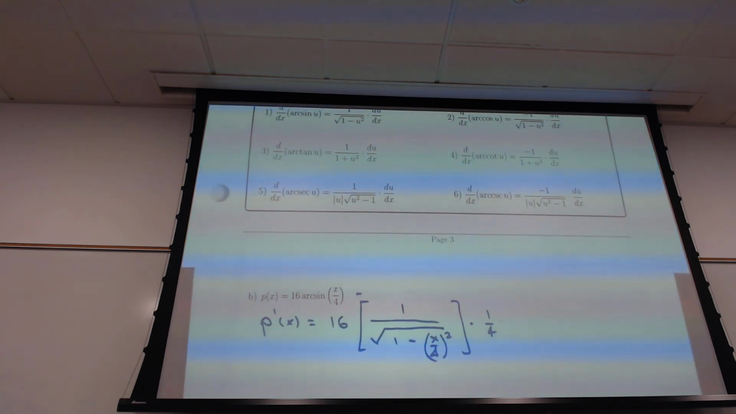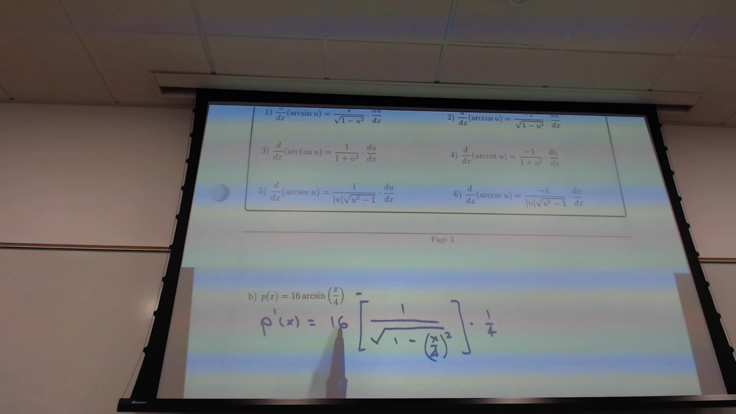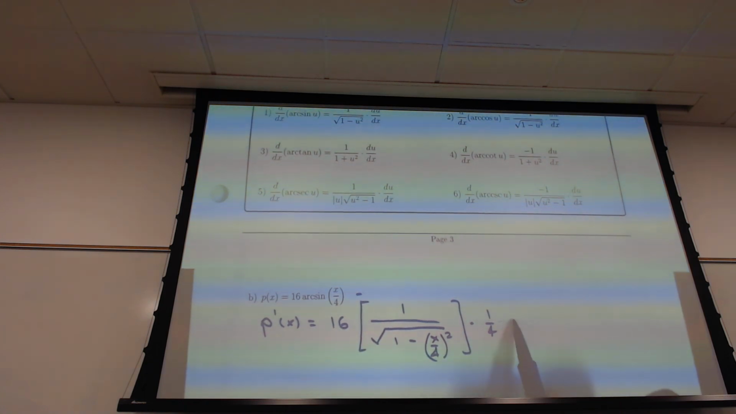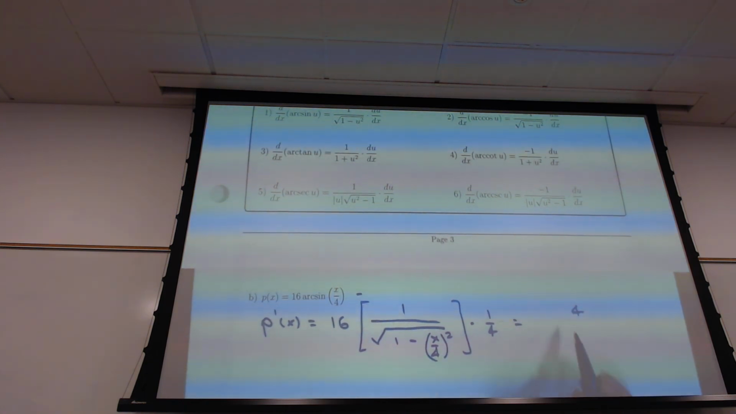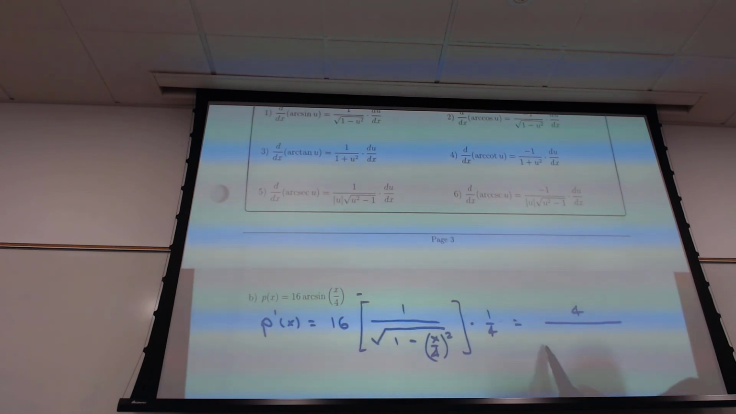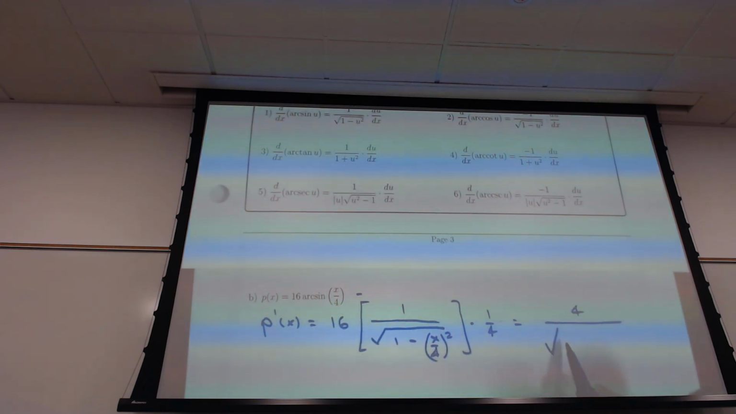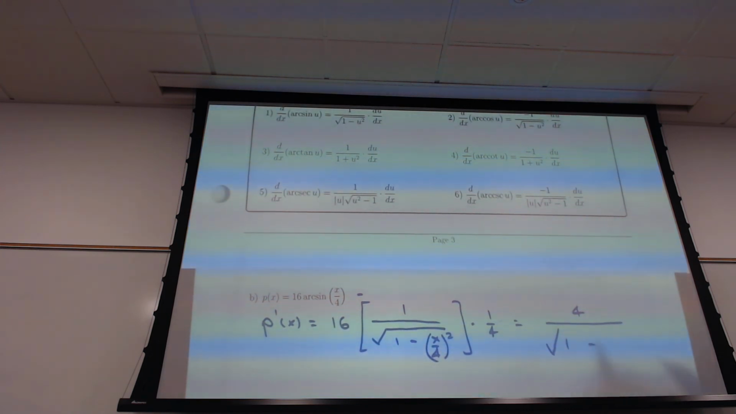All right, so let's keep simplifying this. 16 over 4 is going to give us a 4 in the numerator. And for the denominator, I'm going to do 1, and I'm going to leave a space here. You'll see why. That's going to square both numbers, x squared and 4, which is 16.